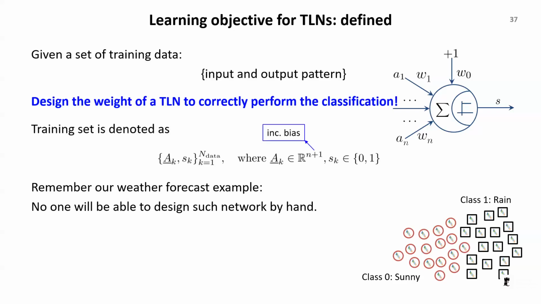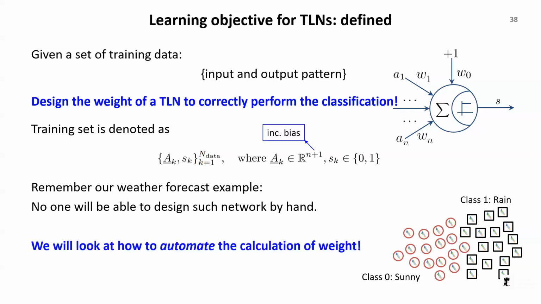In the training set, we have input and our desired output. We have n number of points, right? We have n number of data. So we will iterate. So there are different numbers of points, k. And we will see how we can automate this.